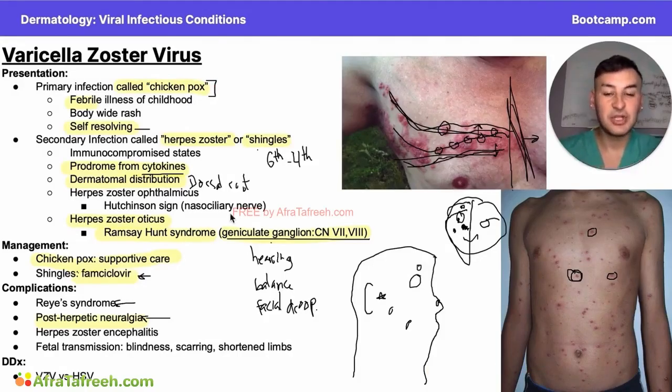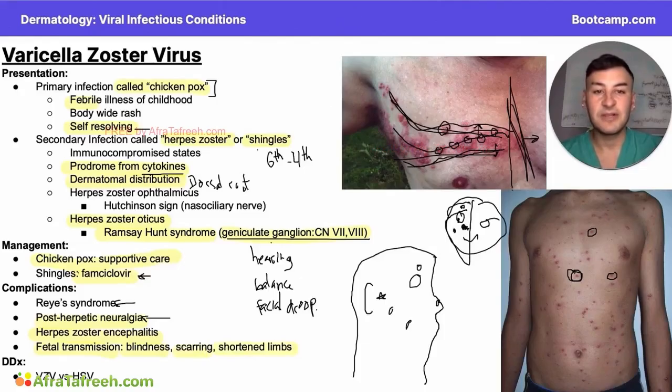Another complication is going to be herpes zoster encephalitis. So this would be all of our classic dermatomal rash-like symptoms accompanied by now a change in mental status, and this is a very scary diagnosis. Additionally, if mom has VZV and is giving birth to her baby, you can get fetal transmission, okay? And this can cause issues with blindness, scarring, and shortened limbs in the fetus.